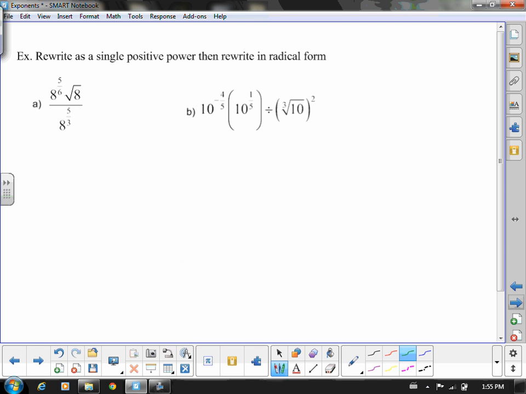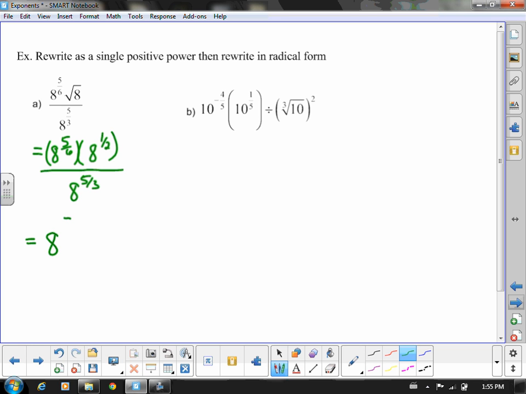All right, let's see what's next. So rewrite as a single positive power, then rewrite in a radical form. So that means turn it into a root if necessary. So here I have 8 to the 5 over 6 times 8 to the 1/2 over 8 to the 5 over 3.